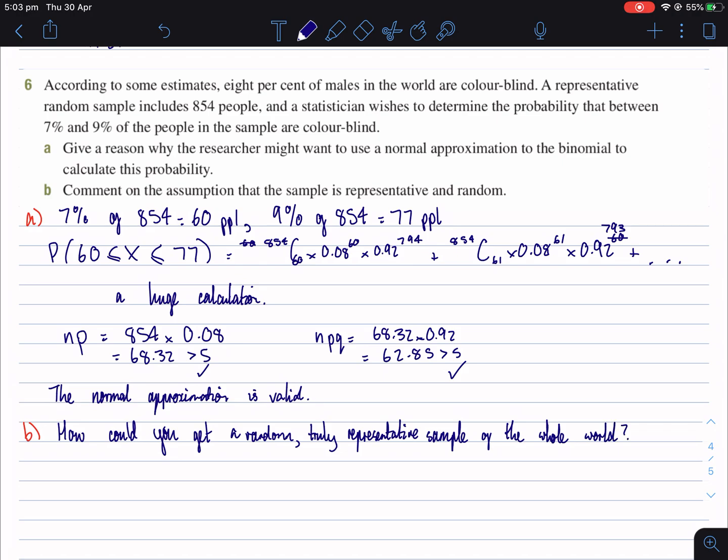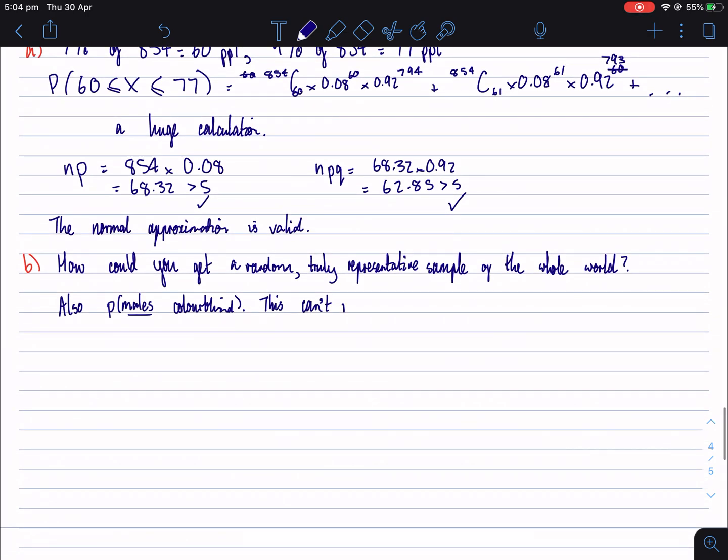Also, if you know that 8% of males are colourblind, then why are you getting females as well? So you can't really extrapolate that to females. Which again, make up half of the whole world.